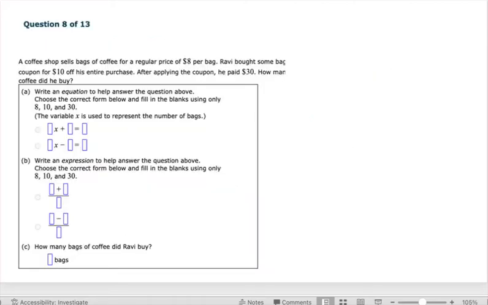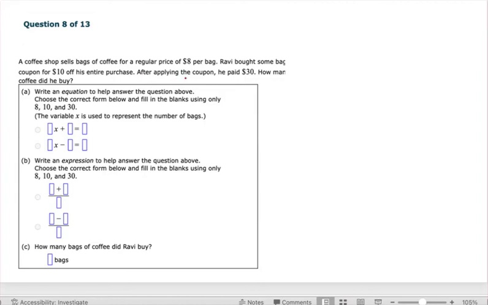Number 8. A coffee shop sells bags of coffee for a regular price of $8 per bag. Ravi bought some, I'm not sure whether I lost something there. Some bag coupon for $10 off his entire purchase.